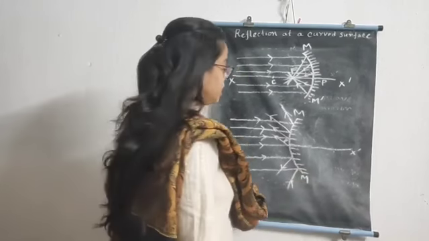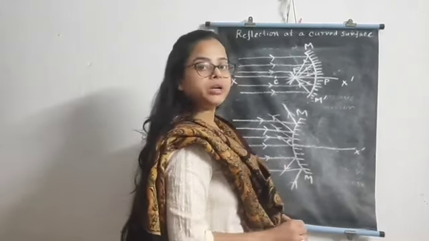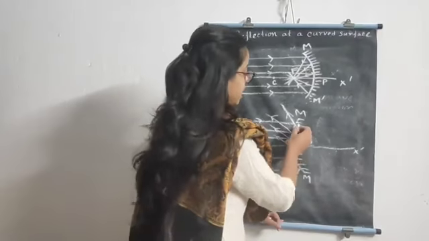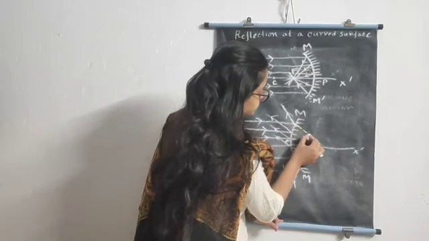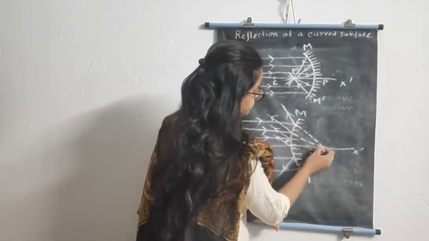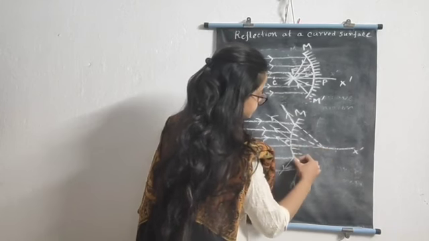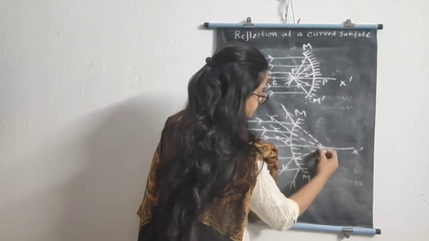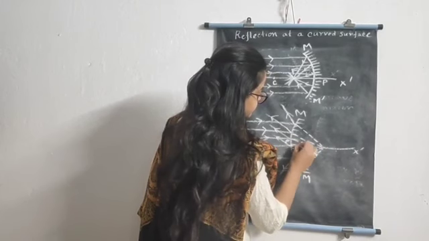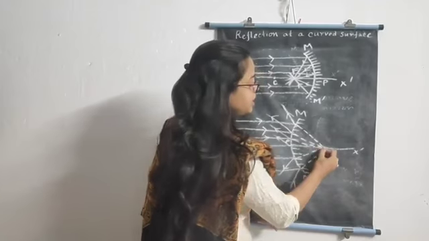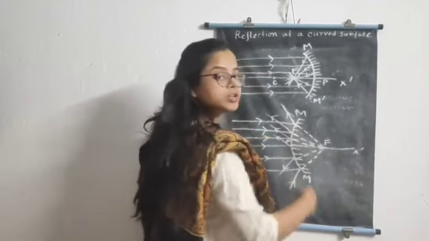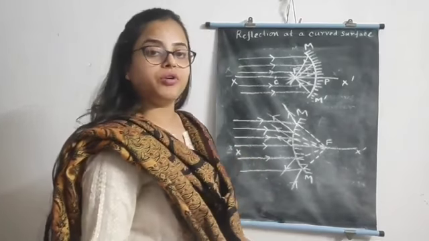Now, in case of a convex mirror, it will appear to diverge from a point like this. The point is named as F. This is also known as principal focus.